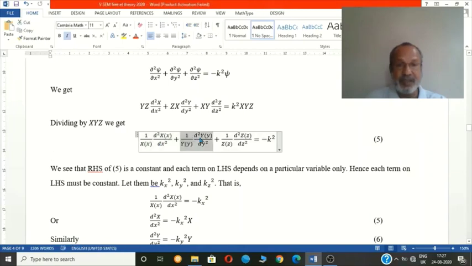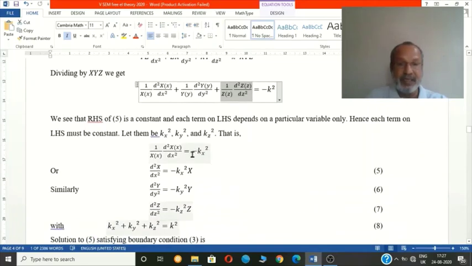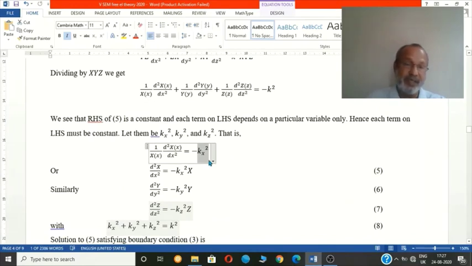Similarly, this also must be separately a constant. This also must be separately a constant. That we will take as some constant. For convenience, I have taken that as minus kx square. So if you take capital X in the denominator to the RHS, you will get a differential equation d square X by dx square is equal to minus kx square X. Similarly, we get for y as well as for z.